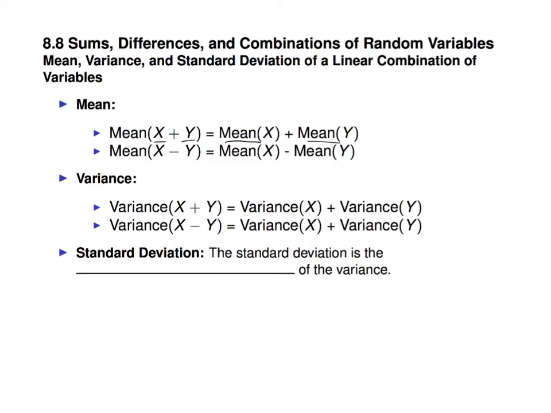So if I ask you to find standard deviation, you use the variance, and then from that get the standard deviation. So remember that standard deviation is the square root of the variance. And I think this is best explained with an example.